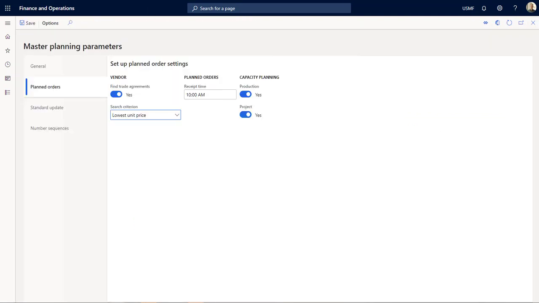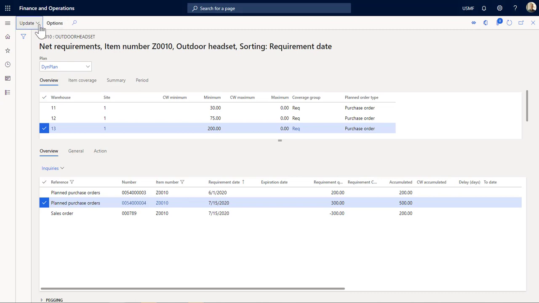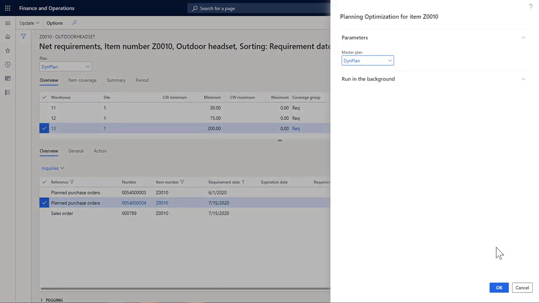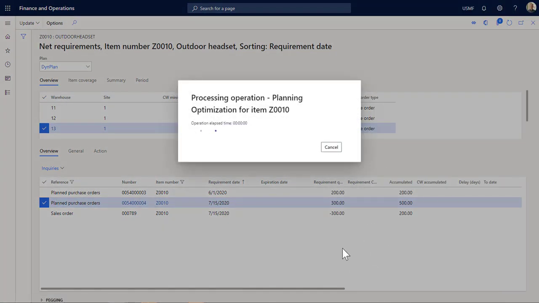Now what we can do is we can change the search criteria for the trade agreements for planning. So instead of using lowest unit price, we can also say that we want to use the minimum lead time. So let's go back and refresh the plan. So I'll let this run. It will run the planning optimization.